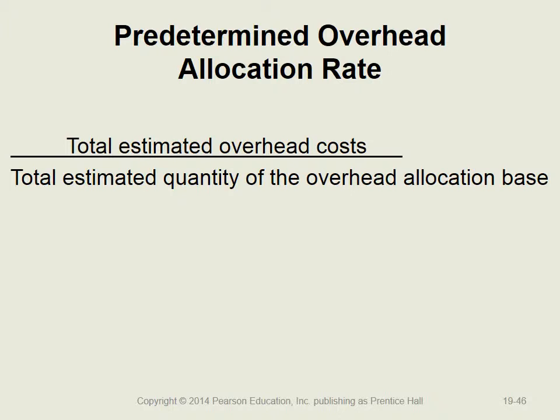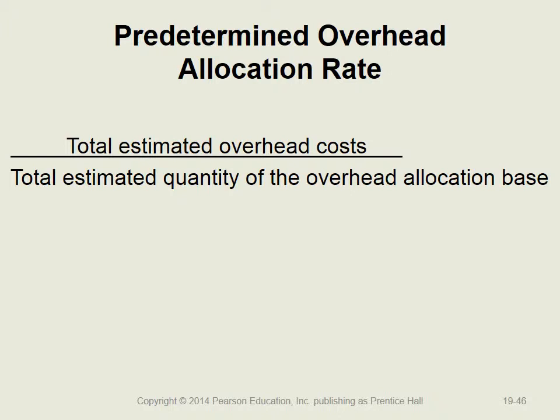The allocation base is a denominator that links overhead costs to products. It is the primary cost driver of manufacturing overhead. In other words, a cost driver is the primary factor that causes or drives a cost. For example, the cost of electricity to operate machinery increases with increased machine use. Therefore, the cost driver for electricity is machine usage. So, the allocation base would be the number of hours the machine runs.